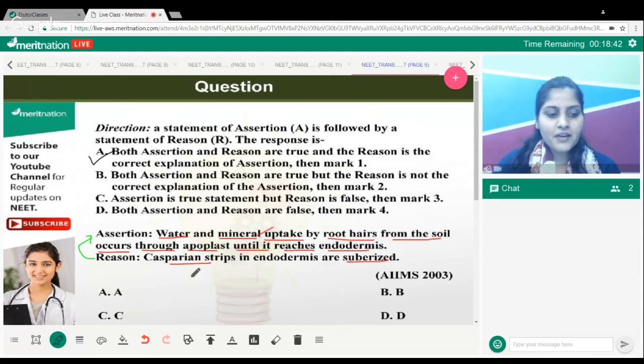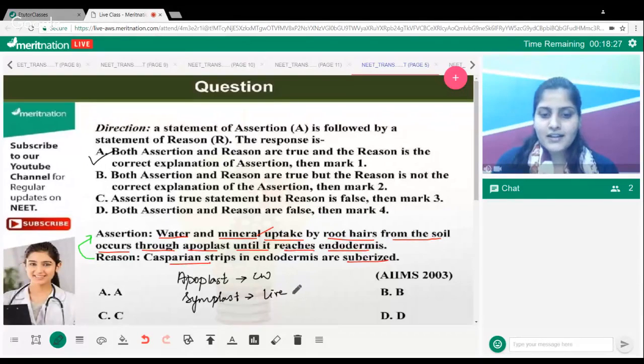Well, guys, you know that we use the term apoplast for the dead component, when water is moving through the cell wall. And symplast is used when water is moving through the live component, the cytoplasm and the plasmodesmatal connections. Casparian strips are strict gatekeepers. They do not allow water to pass through the cell wall. So when water reaches the Casparian strip of the endodermis, it will be directed towards the cytoplasm and move through the plasmodesmata.